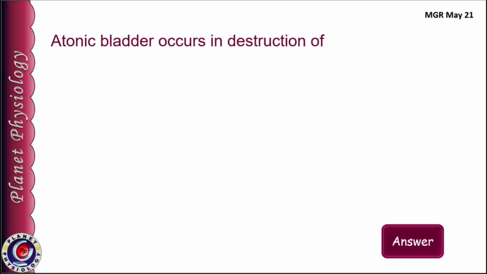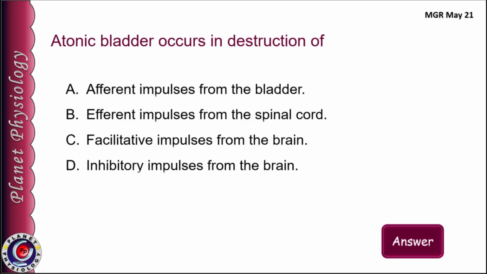Next question. Atonic bladder occurs in destruction of: A. Afferent impulses from bladder, B. Efferent impulses from spinal cord, C. Facilitative impulses from the brain and D. Inhibitory impulses from the brain.